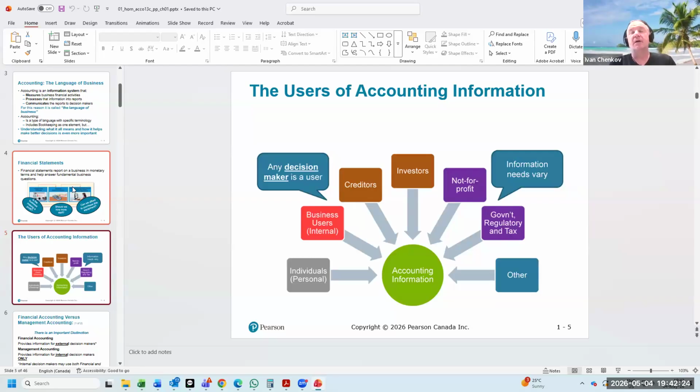Why does the creditor want the accounting information? What is the creditor looking for? Who is the creditor? What can we get from the creditor? Why is the creditor so interested in that accounting information for the company?